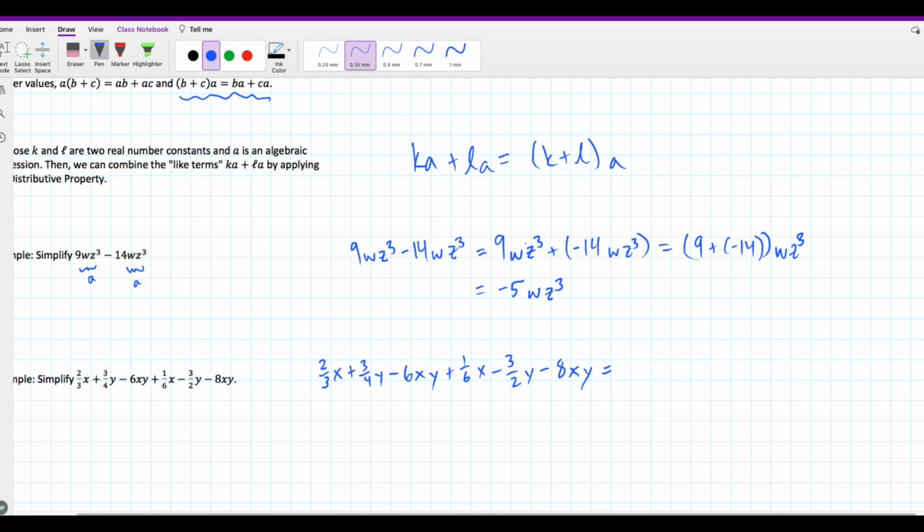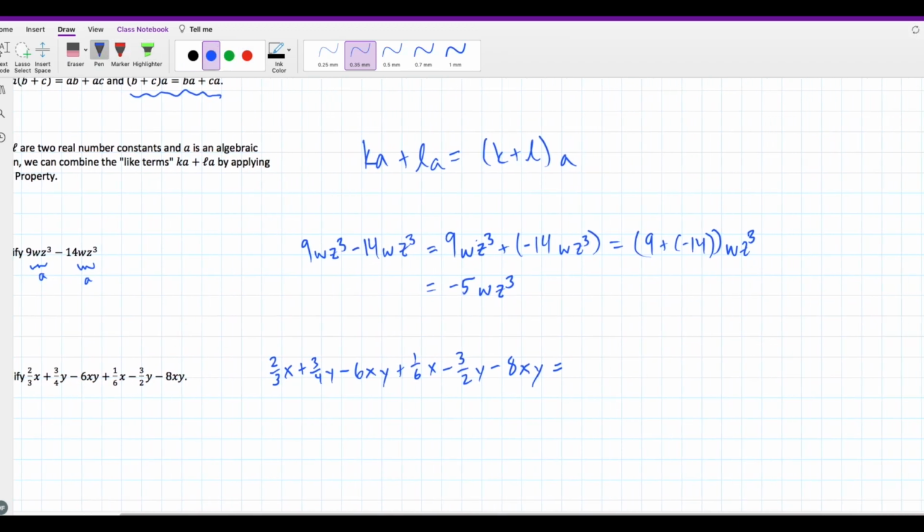But what I am going to do is use the commutative property of addition to move things around. Also, I'm going to make a note of the fact that I am going to think of this as a plus negative 6xy, a plus negative 3/2 y, and a plus negative 8xy. So just to keep things from looking too messy, I'm going to delete those annotations, but you'll see those same things pop up when I reorder them.